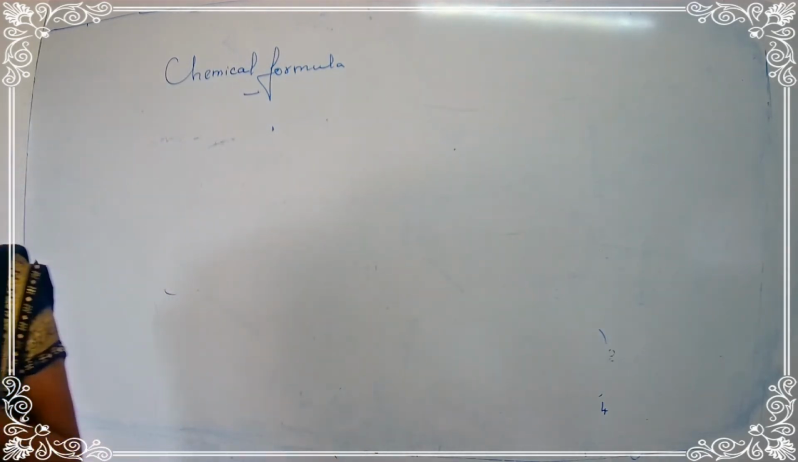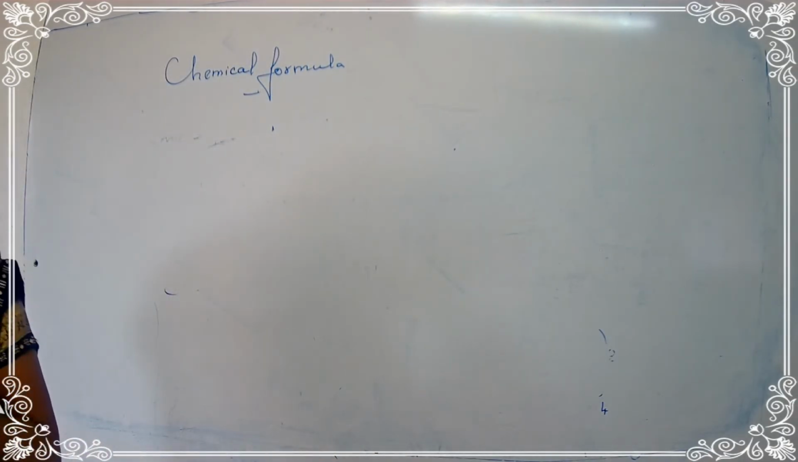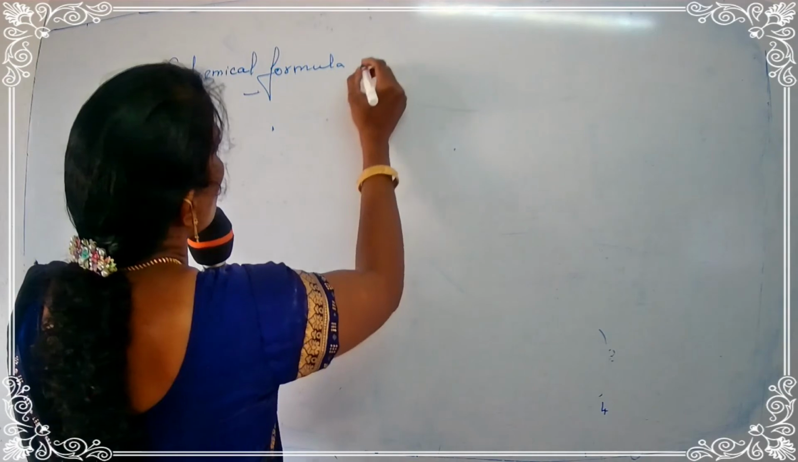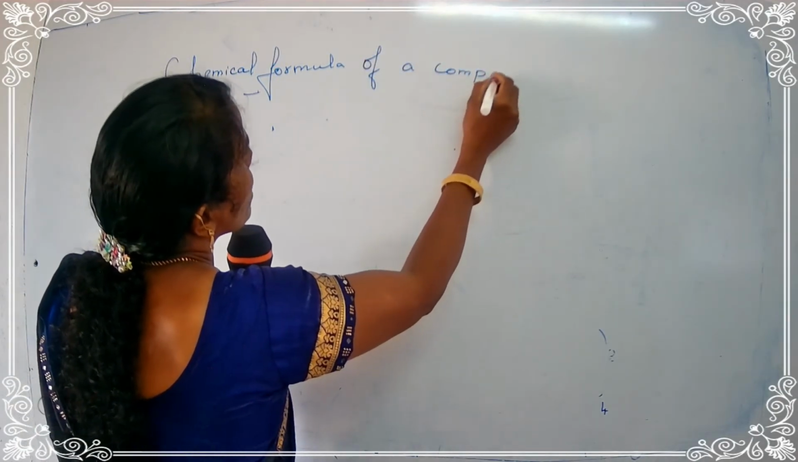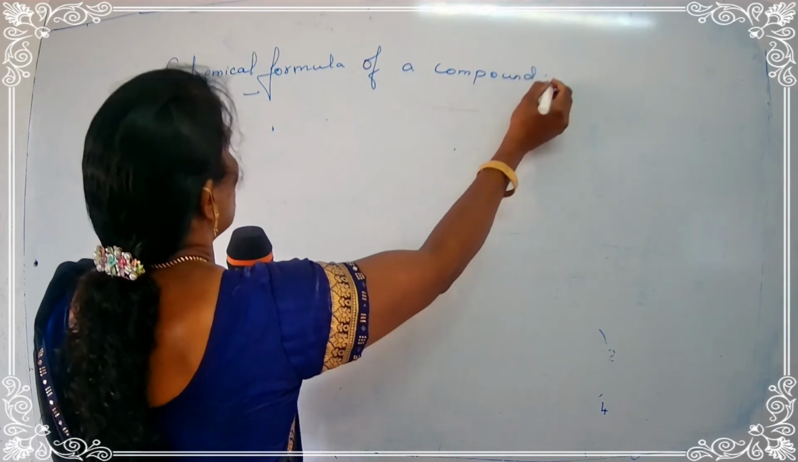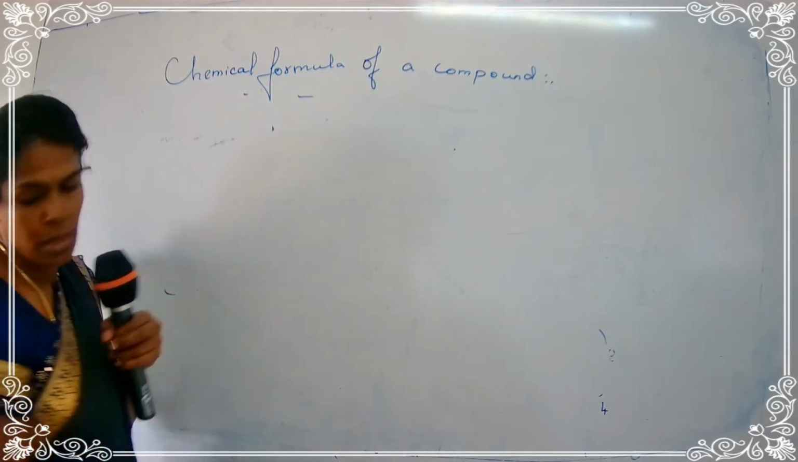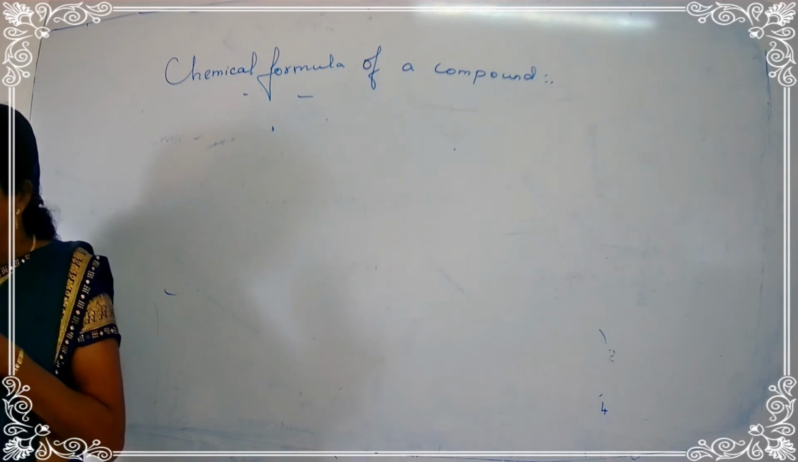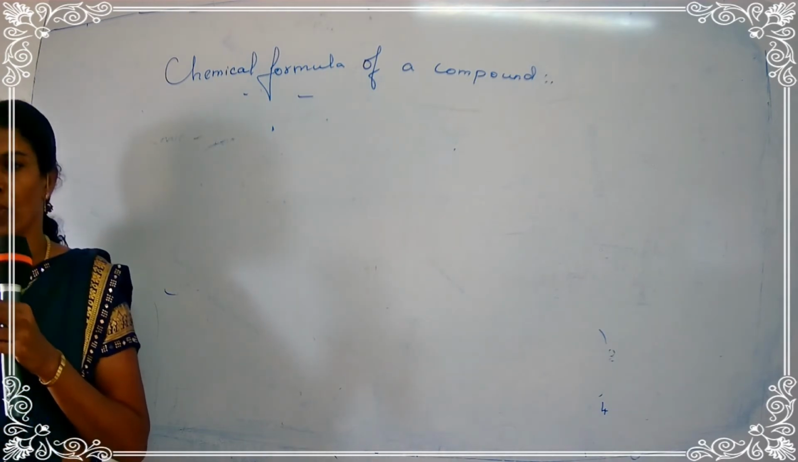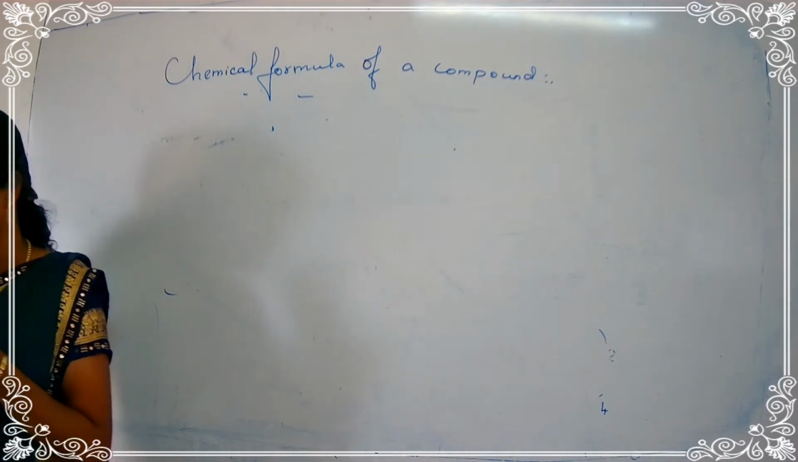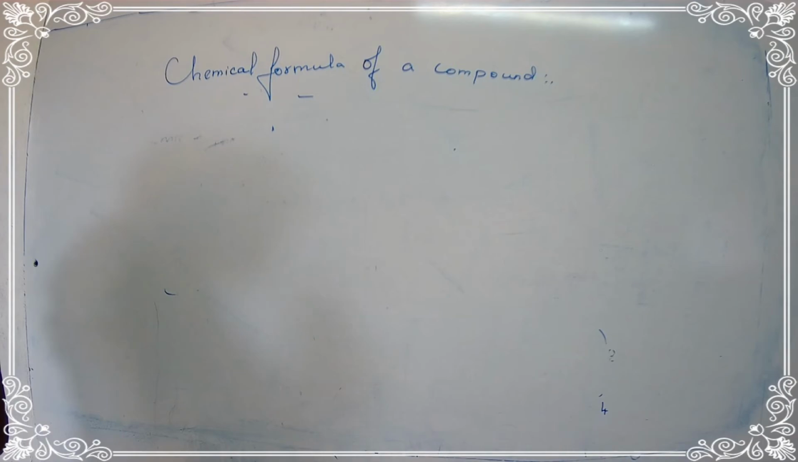Chemical formula of elements we studied. Next we are going to study the chemical formula of a compound. Okay, look at this. Listen. Chemical formula of a compound. In Tamil, ஒரு சேர்மத்தின் வேதியியல் சூத்திரம், formulas, that is சூத்திரம். ஒரு சேர்மத்தினுடைய வேதியியல் சூத்திரம்.